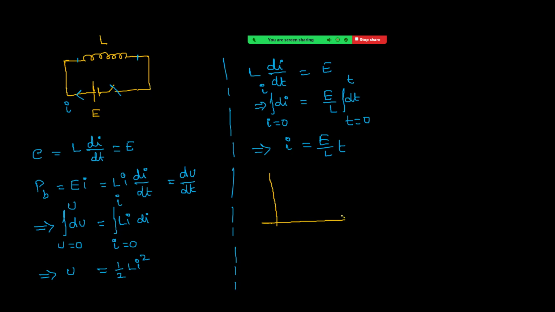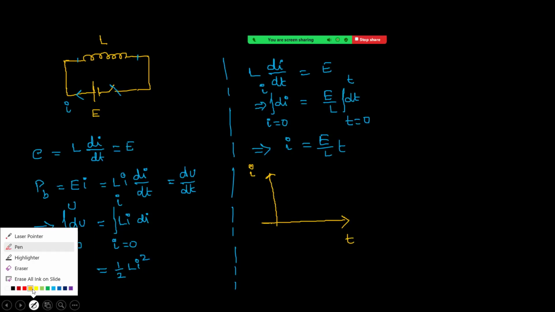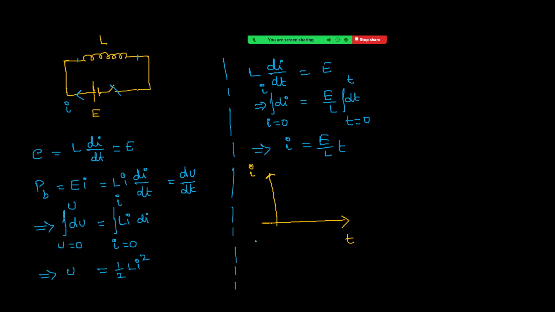So you may expect questions even by giving a graph like this, asking questions based on a graph of current versus time. So the graph is now a straight line passing through the origin, and you can see the slope is equal to E by L. So we may expect questions based on the graphs, right? Next. And if we use this result here, then we can write potential energy as a function of time.